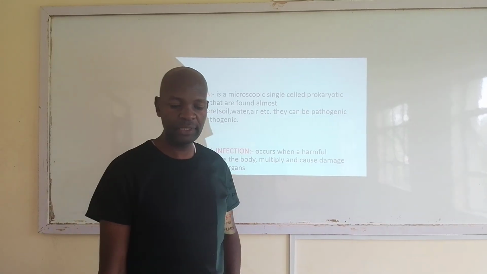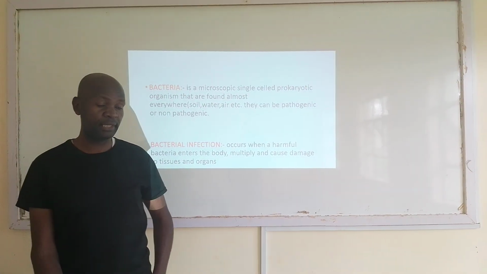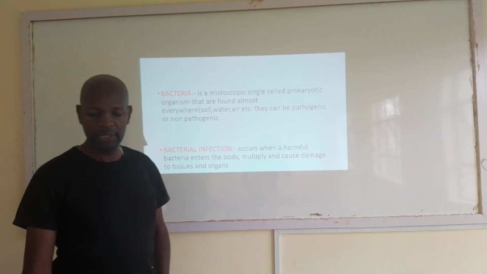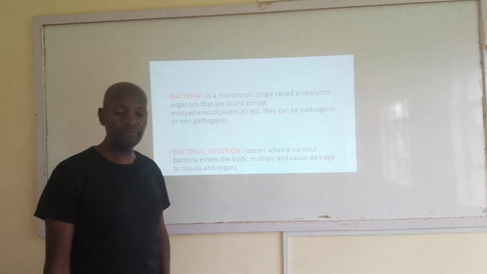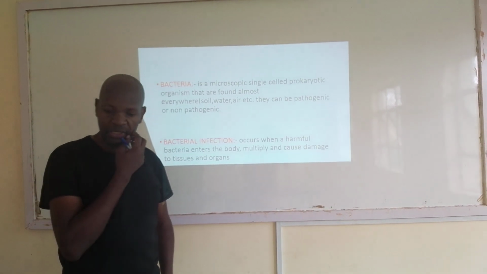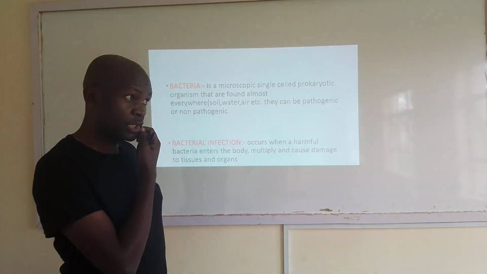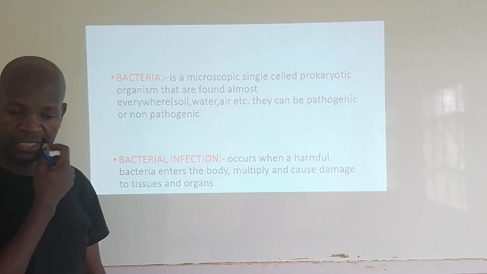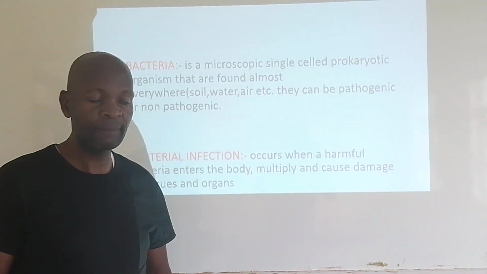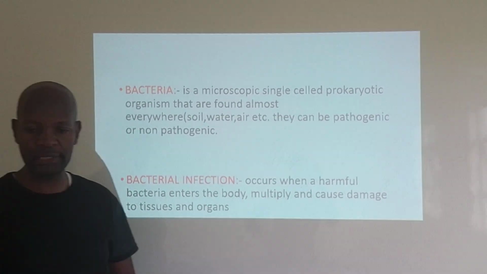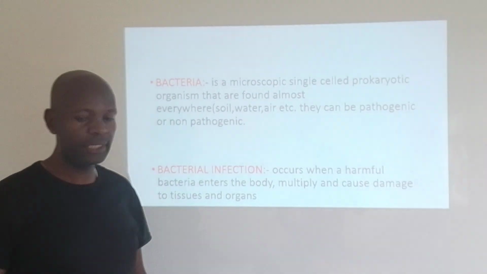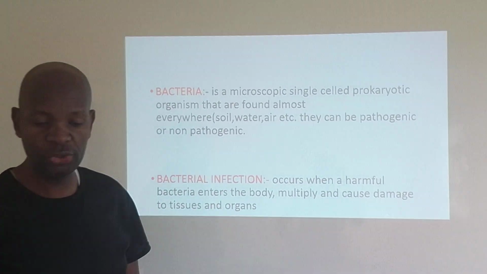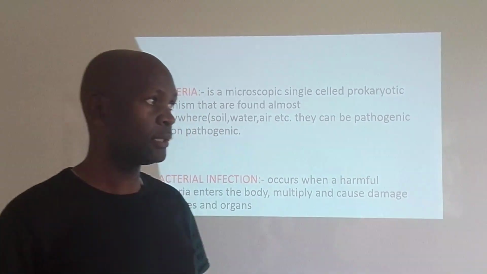We can start by defining what a bacteria is, and we can say it is a microscopic single-celled prokaryotic organism which is found everywhere. It can be in the soil, in the water, in the environment. And what is a bacterial infection in this case? A bacterial infection occurs when a harmful bacteria enters the body, multiplies and causes damage to tissues and organs.